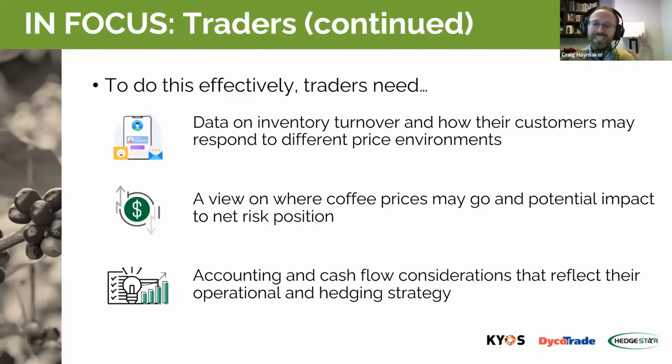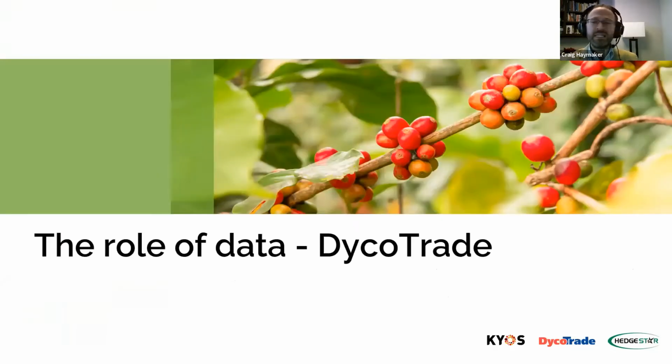And last but not least, again, we have to think about our friends, the accountants, okay? And accounting and cash flow considerations that reflect exactly the operational and hedging strategy of the enterprise. In other words, earnings optimization, earnings performance that reflects the economics of the business in a manner we desire, right? That's what we're seeking. So that leads us to our friends at DycoTrade, and now I'm going to hand it off to Ben van der Laan, who's going to take us through the role of data and its importance for advanced risk management.